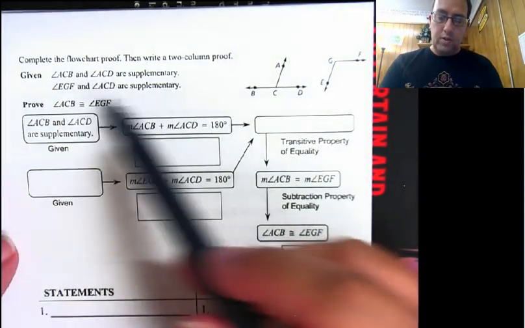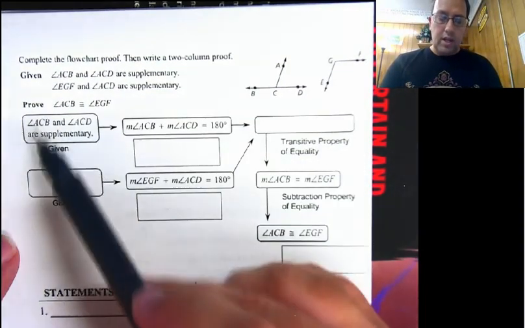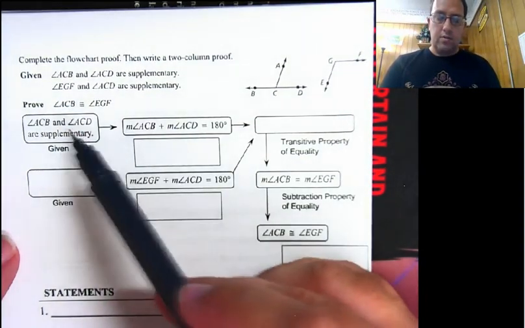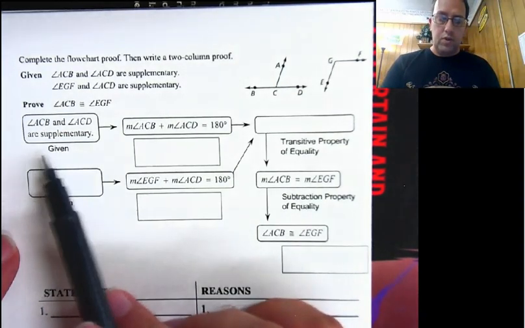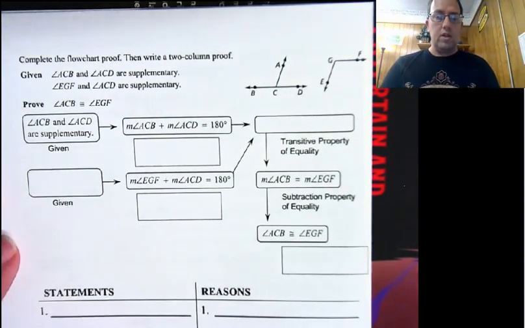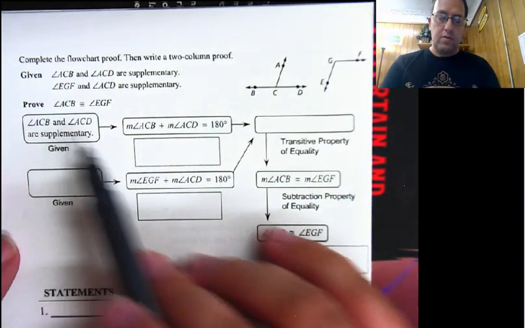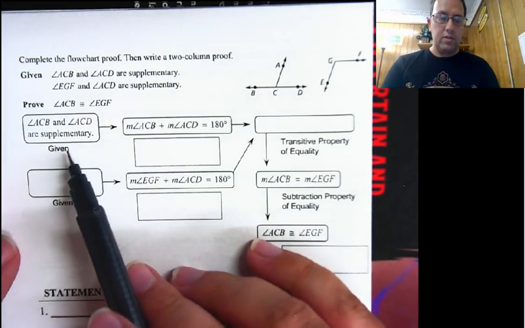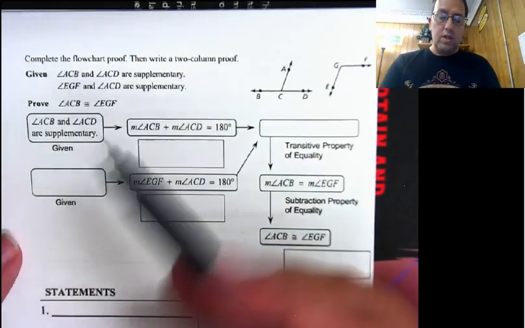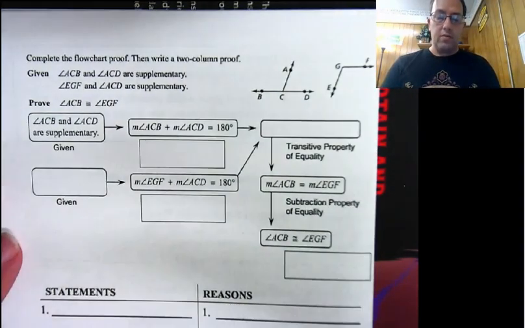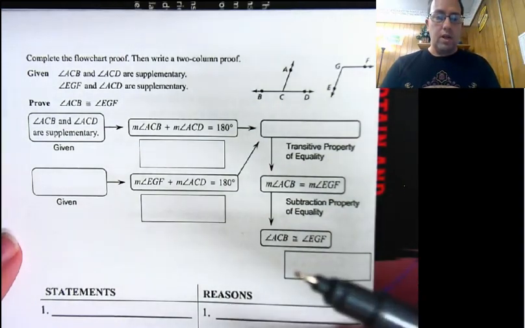When we do this, we take our given statement, and that goes in the box. Your statements go in the box, and the reason goes underneath the box. So here's our given statement. How do I know this is true? Because it's given to us. Now, we know that these two angles are supplementary. That's all we have, right? What can we do with that?